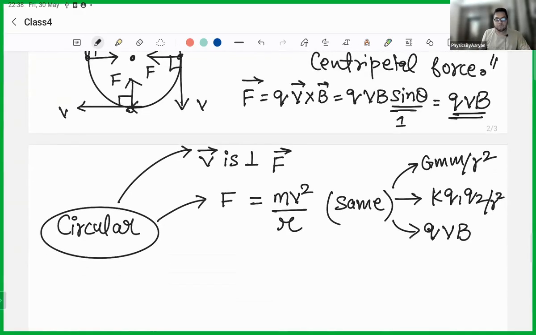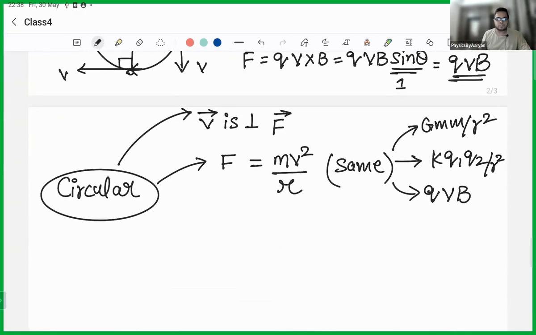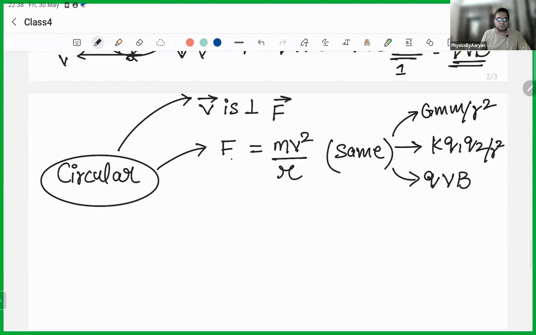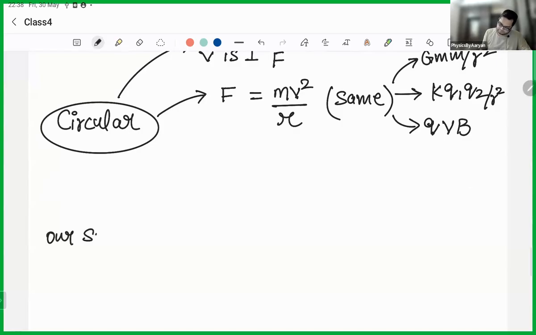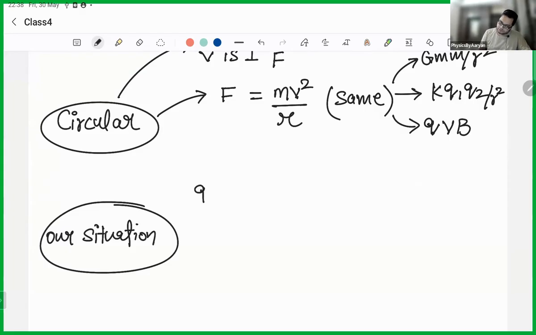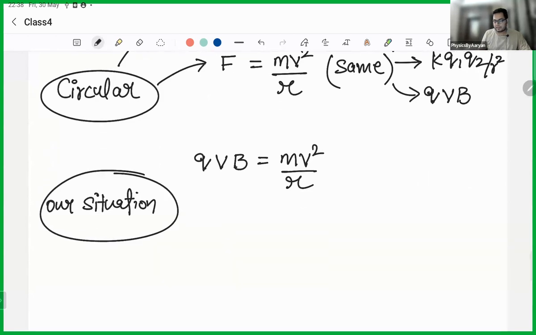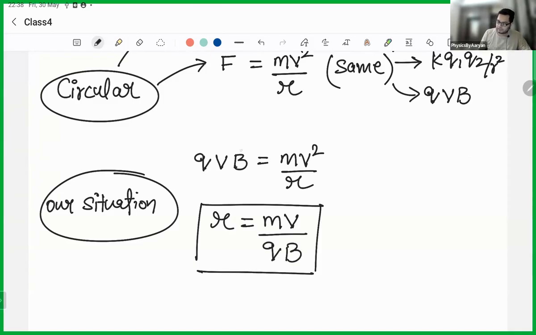So one thing we learn in circular motion is, in all the circular motions in the universe, force is always equal to mv square by r, but this force changes depending upon the situation. Now let's come to our situation. The force is qvB, and we make it equal to mv square by r. From here I am able to find the radius: since v and v cancel, the radius is mv by qB.